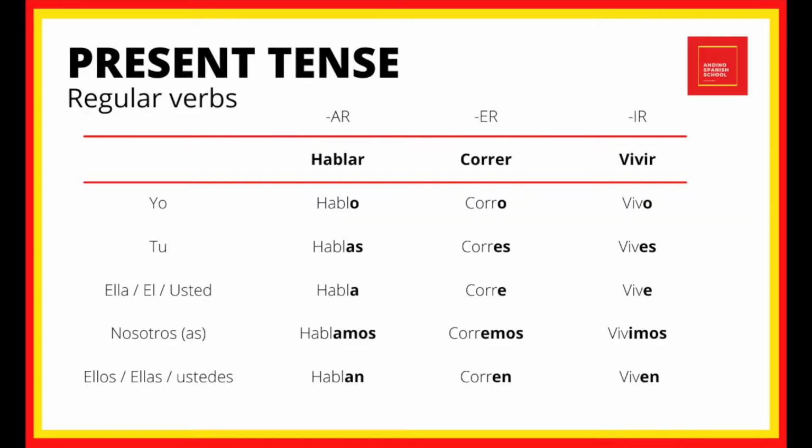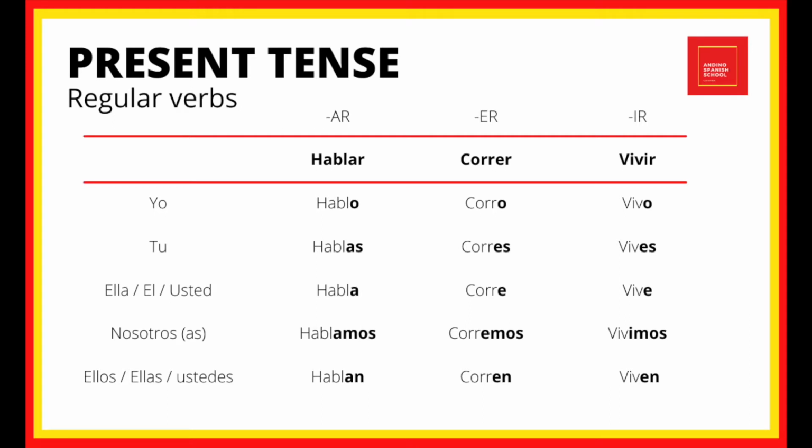And we're going to do the same with the ER ending verbs. For example, correr. We're going to swap the ER ending for the endings that we see on the screen. Correr means to run. I run, yo corro. You run, tú corres. She runs, ella corre. We run, nosotros corremos. They run, ellos corren.